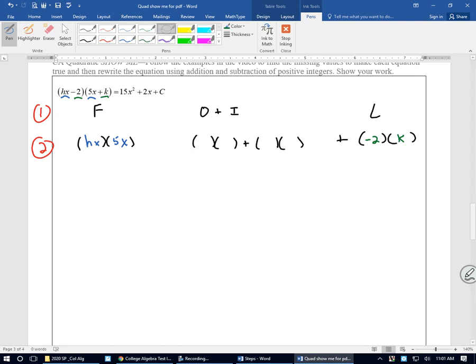And the factors for the middle are the outsides, the big wave, hx and k. Make sure your k doesn't look like an x. Those are the outsides. And the insides, -2 and 5x.